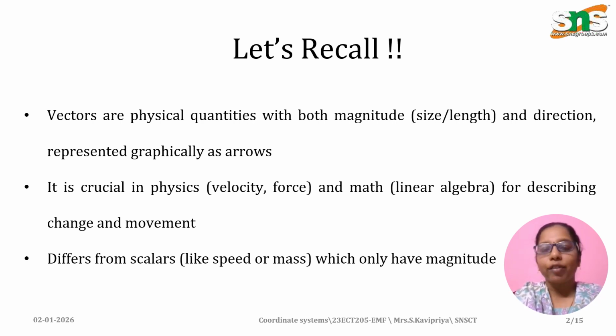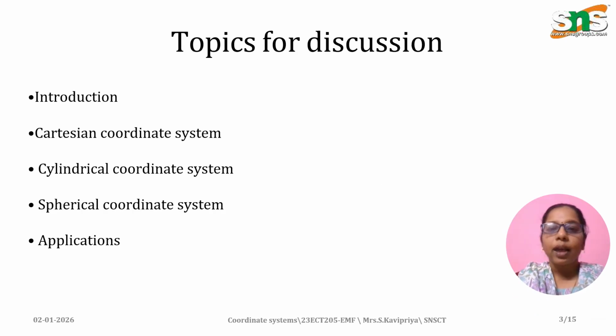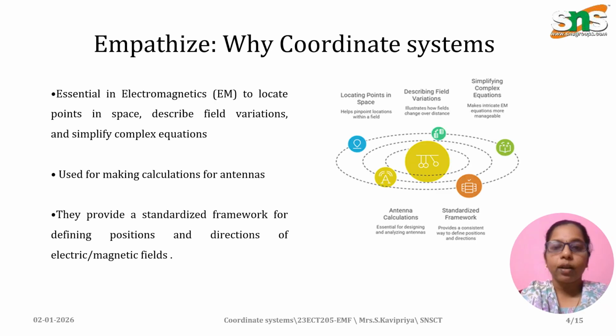In electromagnetic fields, vector algebra is basically used for analyzing the electric and magnetic field. Electric and magnetic fields vary with both magnitude and direction. That's why vector algebra is used for analyzing them. I am going to discuss the need for coordinate systems and various types of coordinate systems like Cartesian, cylindrical and spherical, and finally the application of coordinate systems.